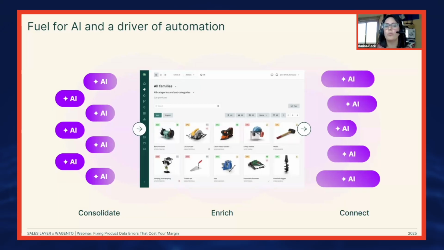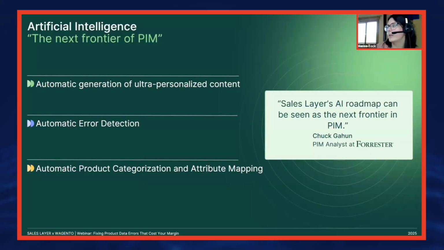But then as well, what we have on the roadmap, so you can see here that a PIM analyst at Forrester has already been mentioning that Sales Layer is one of the leaders in the AI space. What we have on the roadmap is a way to automate generation of ultra personalized content. We understand that every region, territory, country, and specific customer might have different versions of product descriptions, or just different versions of information, right? On what you call a t-shirt, a tool in different areas.